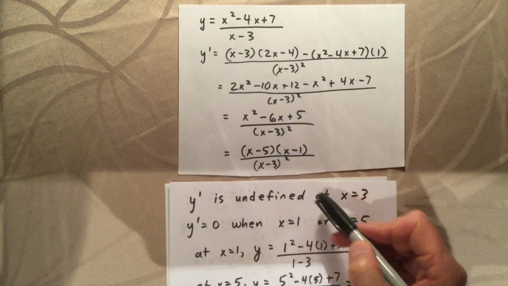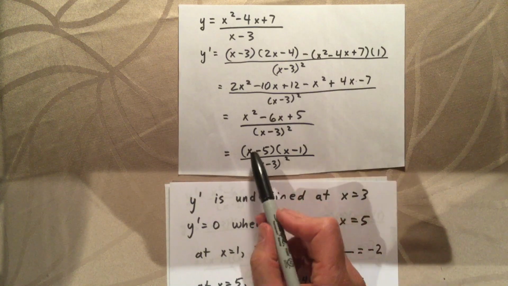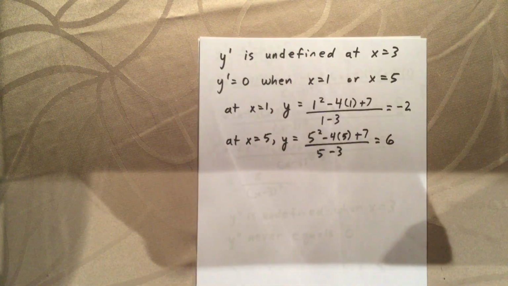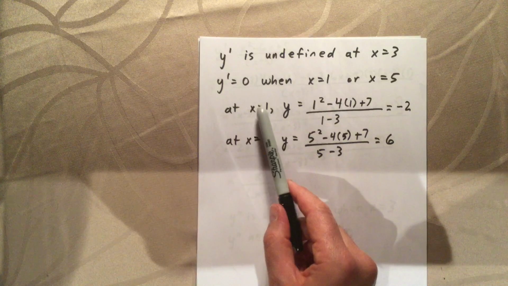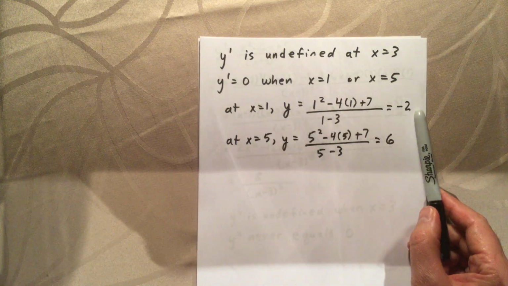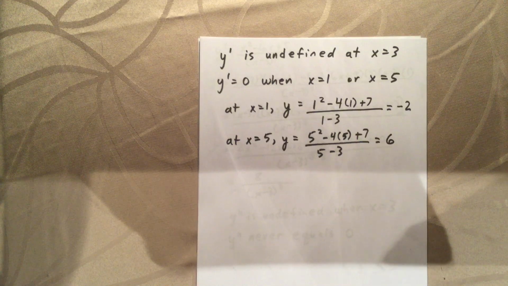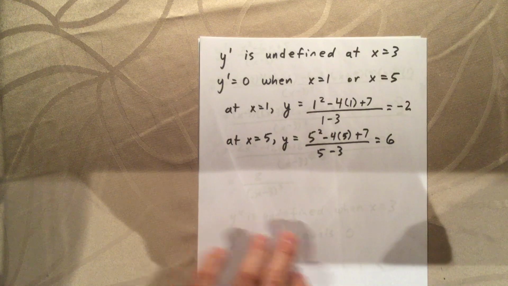At x equals 3, y prime is undefined, and y prime will be 0 when x is 5 or x is 1. So we should figure out y values when x is 5 or x is 1. At x is 1, y is negative 2. And at x is 5, y is 6. Obviously, we're putting those x values into the original expression for y.